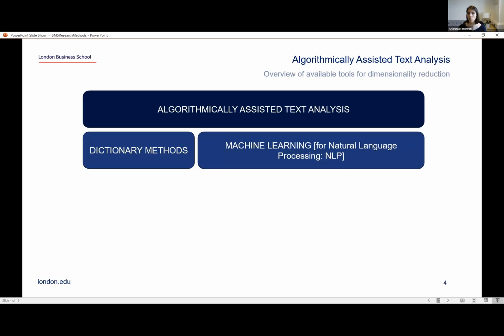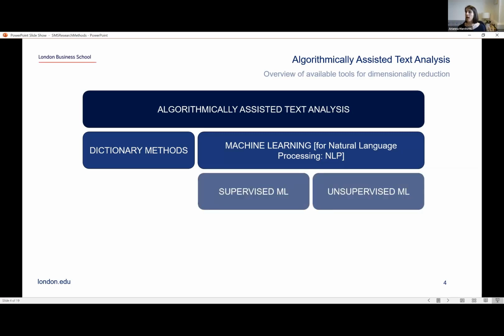And we can do this in two ways: supervised machine learning and unsupervised machine learning. And I'm going to briefly touch upon the three of them, but we will focus today on unsupervised machine learning.